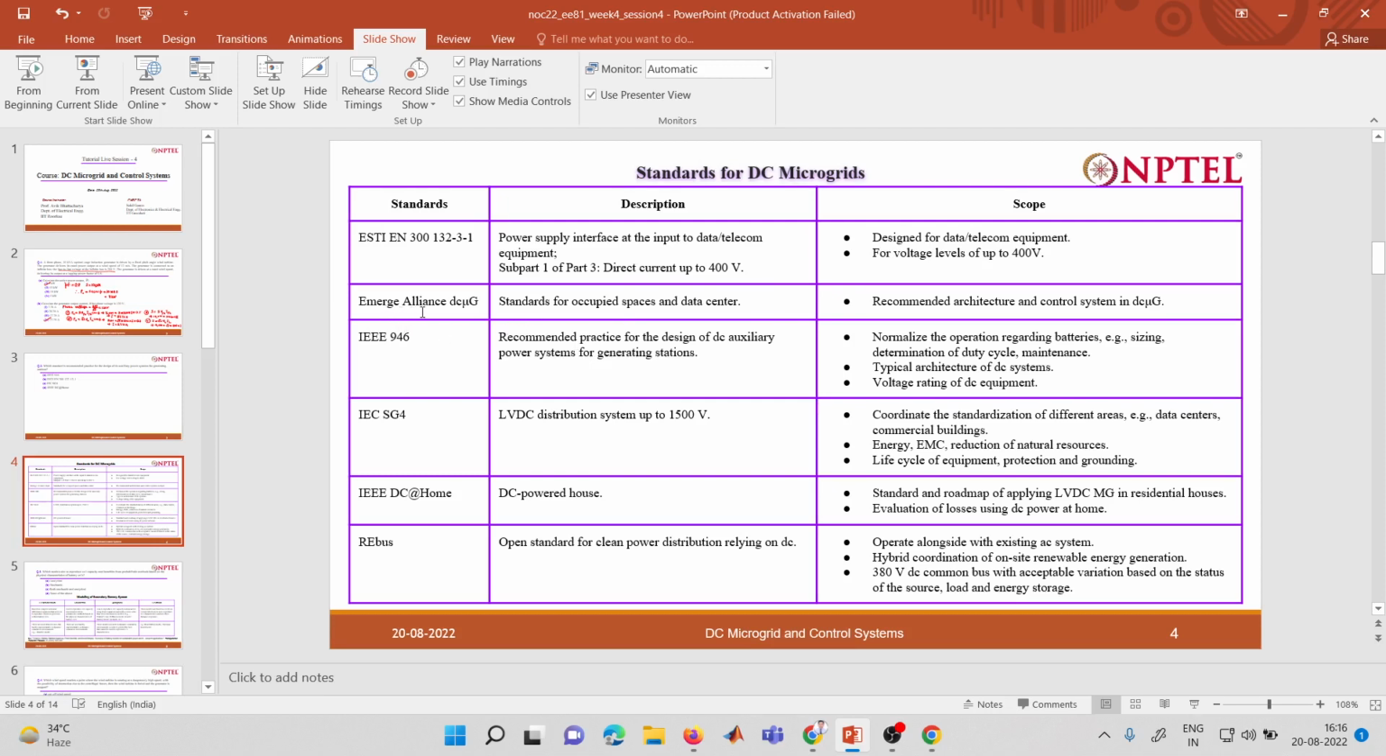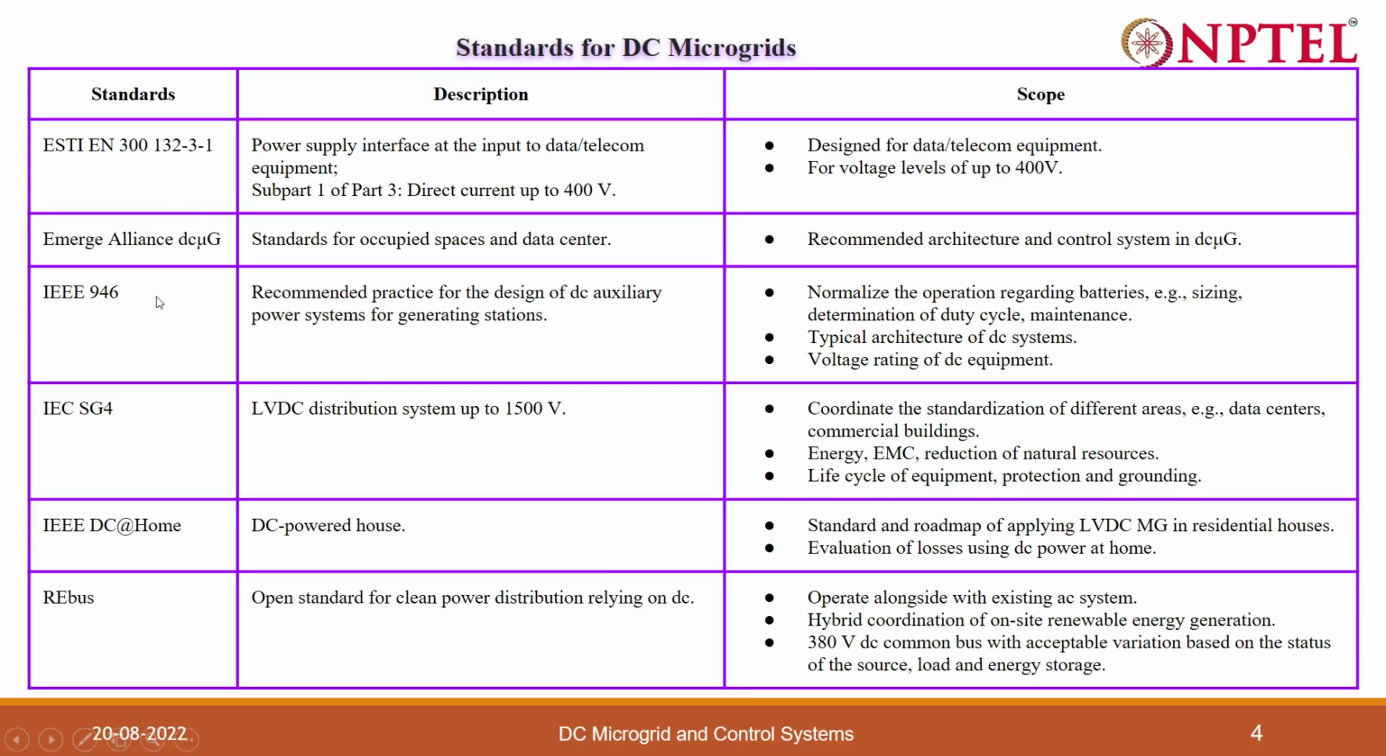And if you see the standard EMerge Alliance DC microgrid, this standard is made for occupied spaces and data centers, and it tells the recommended architecture and control system in DC microgrid. And if you see IEEE 946, this standard is the recommended practice for the design of DC auxiliary power systems for generating stations. And what does this include? This includes normalization of the operation regarding batteries, for example sizing, determination of duty cycle, maintenance, and typical architecture of DC system, voltage rating of DC equipment.